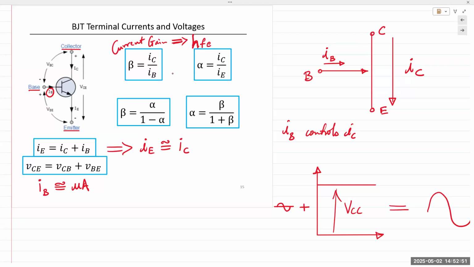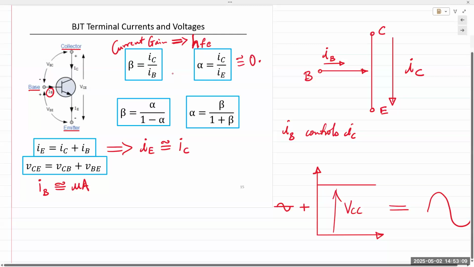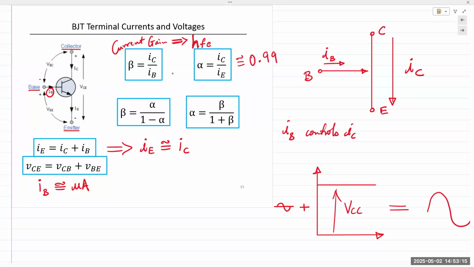And the ratio of IC to IE is approximately equal to 1, right? IC and IE are approximately the same. So alpha would be approximately equal to 1. Typically it's always 0.99 something. Alpha is typically 0.99. Beta, depending on the transistor that you're using, could have a wide range.